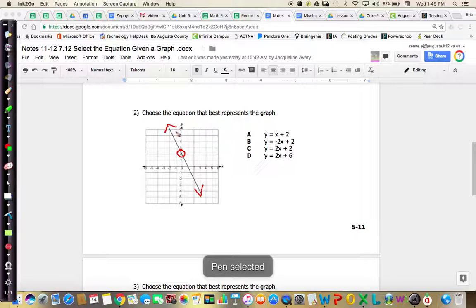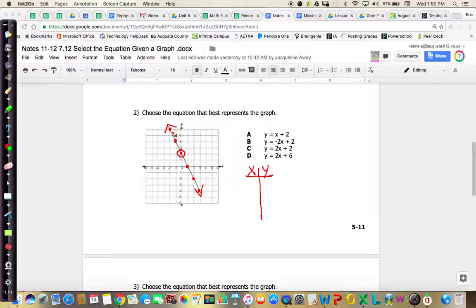Okay, now I'm going to start making my points. I can see it here, here, here, here, here, and here. Now, I don't need all of these points. How many do I need? 3. So I only need 3 of them.